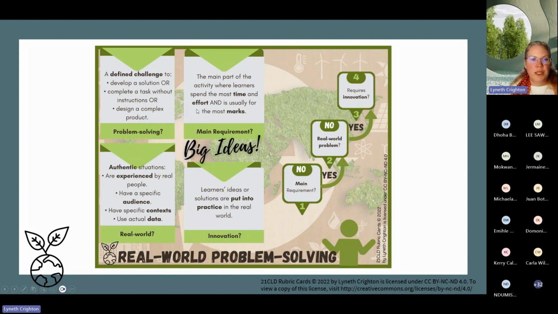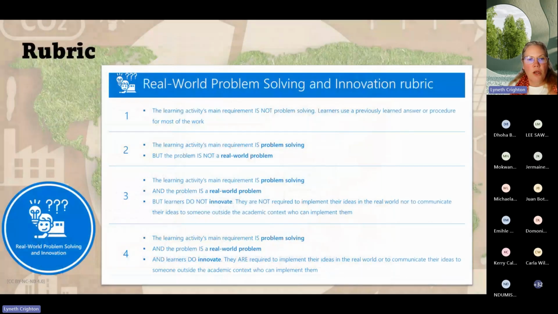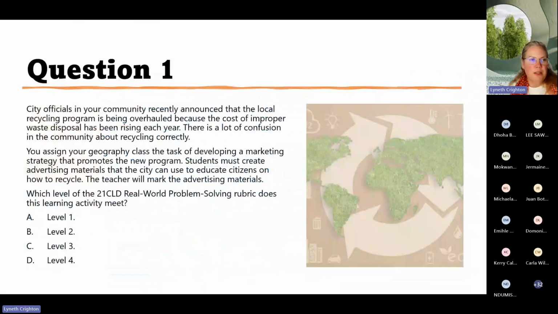Then the question is, is it real world? Is it authentic? Is it experienced by real people? Does it have a specific audience? Does it have a specific context? And do they use actual data? And then lastly, will the learners' ideas or solutions be put into practice in the real world? Is there innovation? So that's what the rubric looks like.